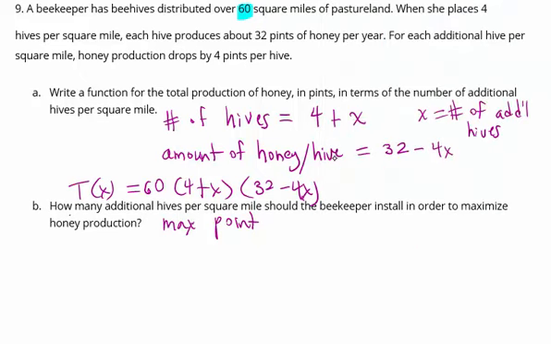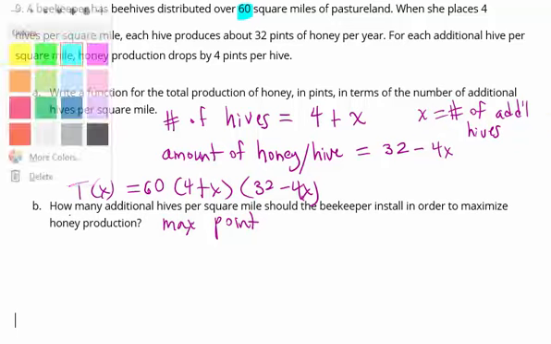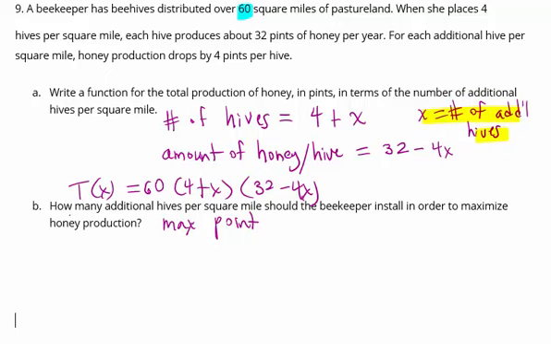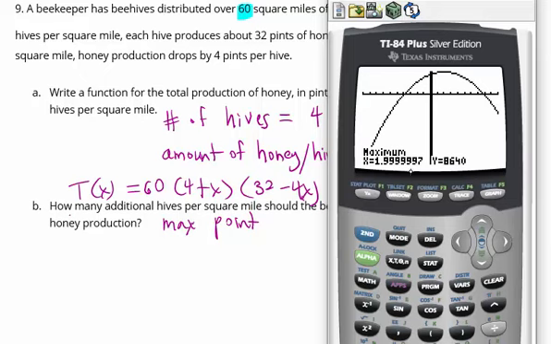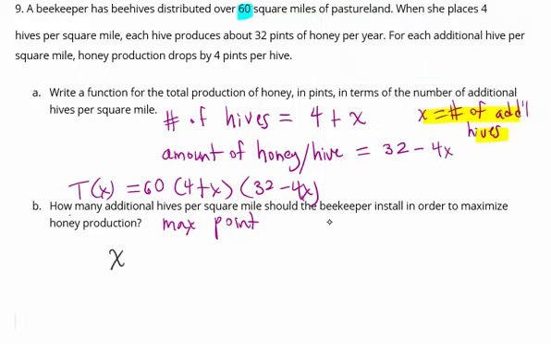So how many additional hives per square mile? Okay, remember, x was the number of additional hives. So we need the x coordinate of the vertex. So we're going to just say 2. So x is 2, and that means there's 2 additional hives per square mile.